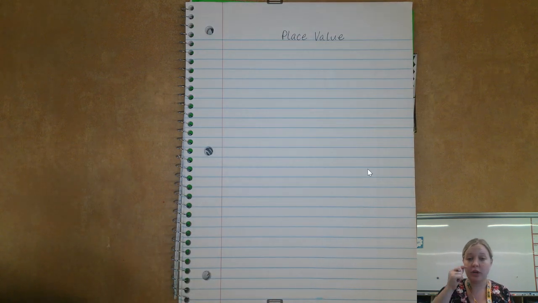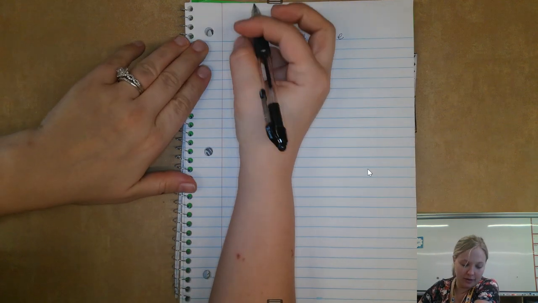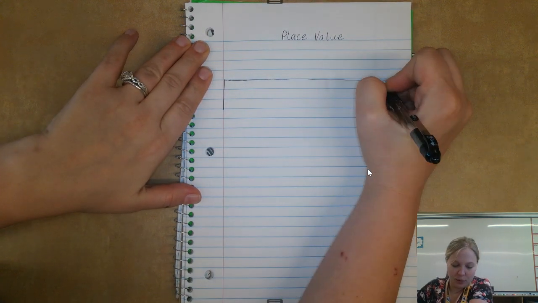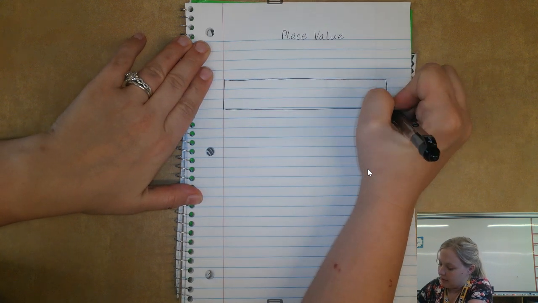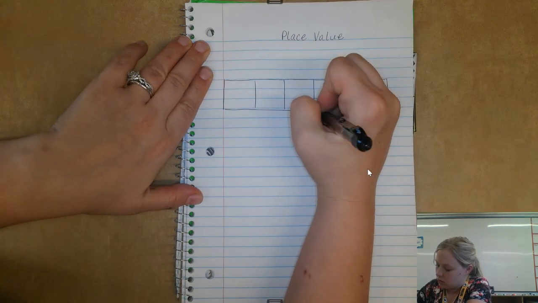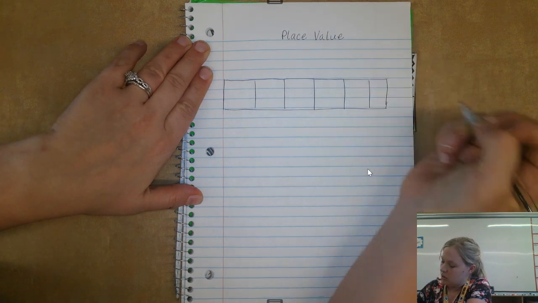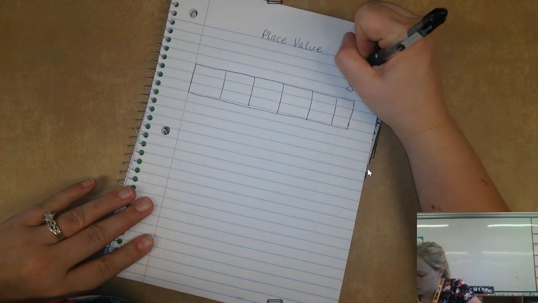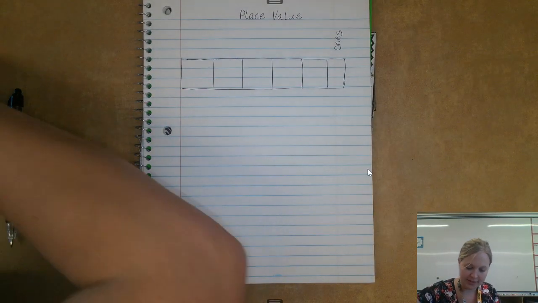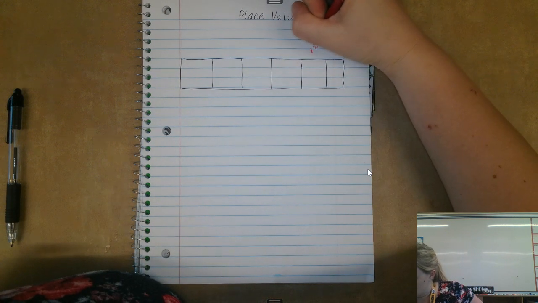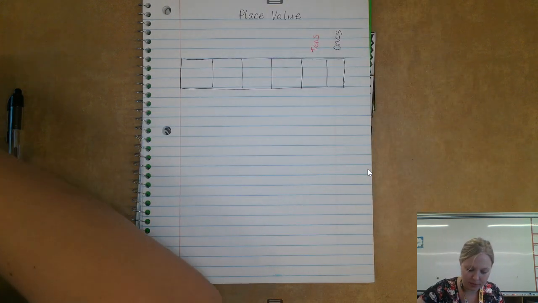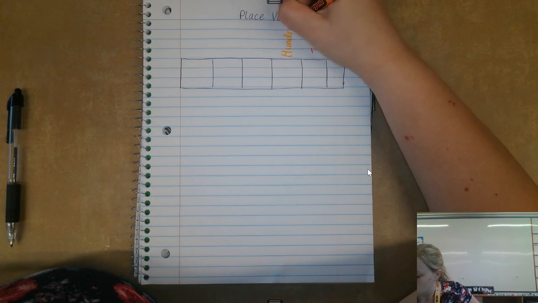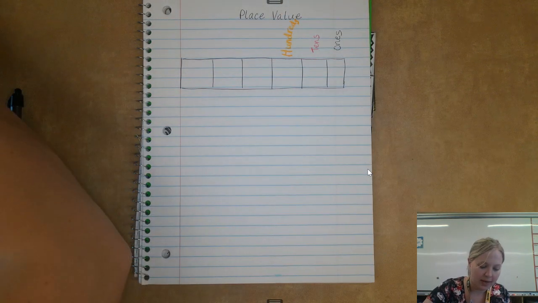When we're talking about place value, we're going to go up to 6 digits. Those 6 places, we divide here. We have our 6 digits. The first place is the ones place. Then we have the tens place. Then we have the hundreds place. After the hundreds, we have our thousands place.